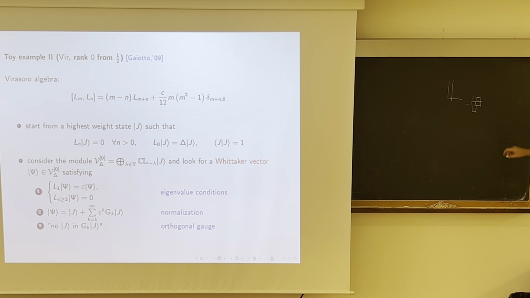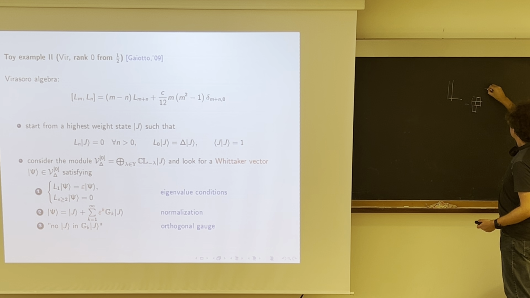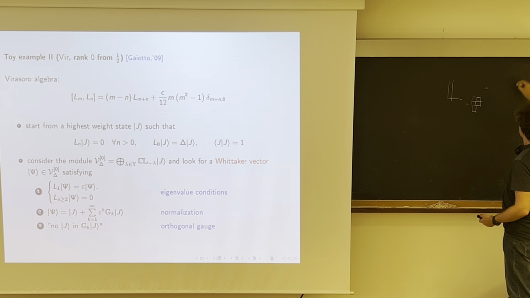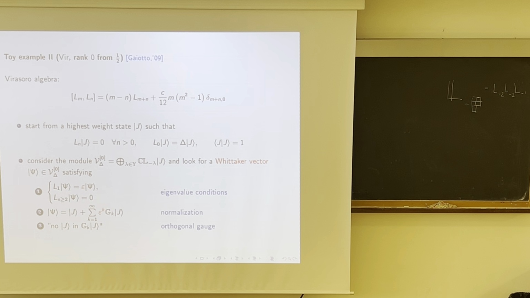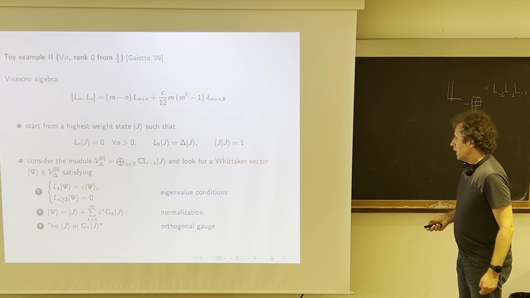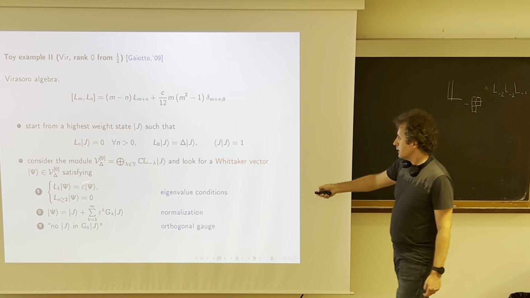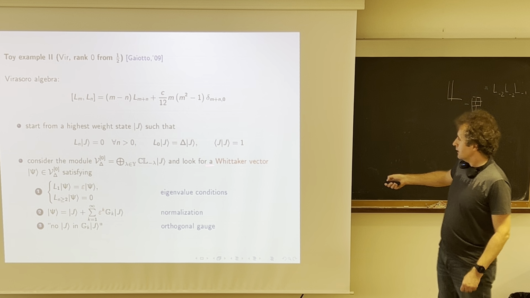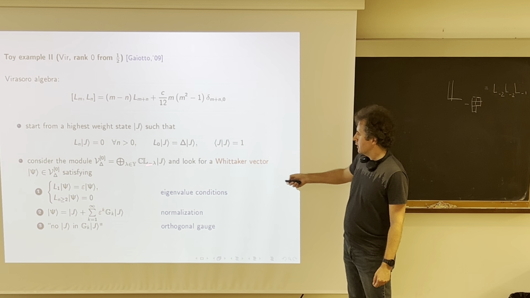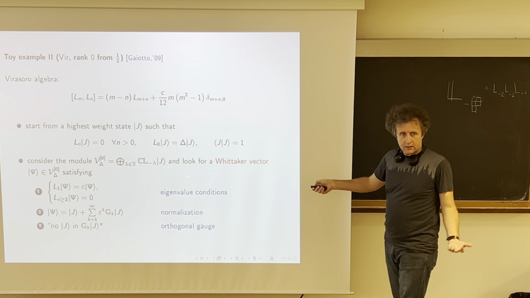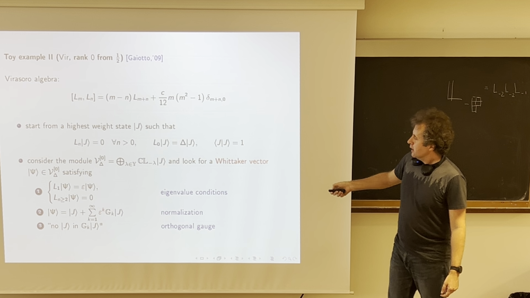L operator associated to this Young diagram, so we are going to have L minus 1, L minus 2, L minus 2, and I think the notation is clear. Right, and so then we have this module, and we try to find a Whittaker vector satisfying the conditions analogous to what we had before.